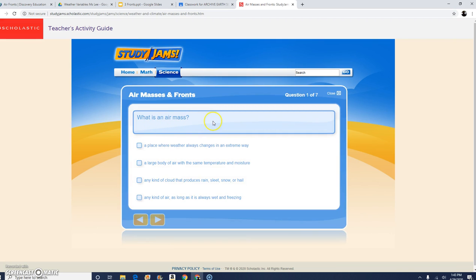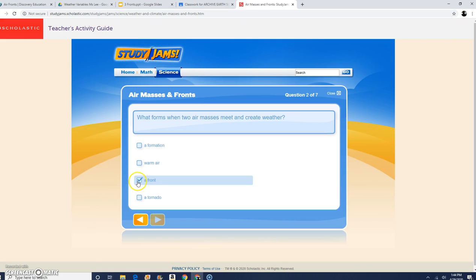So, what is an air mass? Take a moment to read each one. Okay, you should be thinking about a large body of air with the same temperature and moisture. What forms when two air masses meet and create weather? Well, when they're going to fight each other, the air masses will fight at the front.